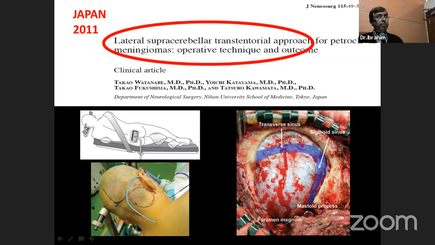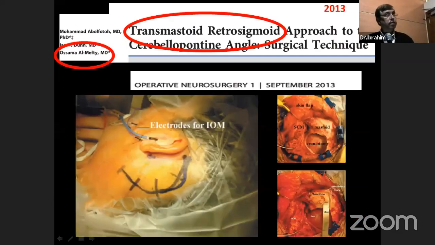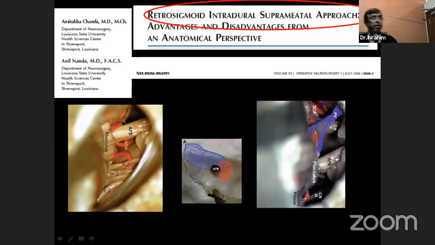Another paper from Japan, the same approach, retrosigmoid. So here, this is for neurosurgical residents and young neurosurgeons, they put this to avoid adhesions. Retrosigmoid. So to me, retrosigmoid is the workhorse for these kind of tumors. This is from Anil Nanda, United States, Indian chap.